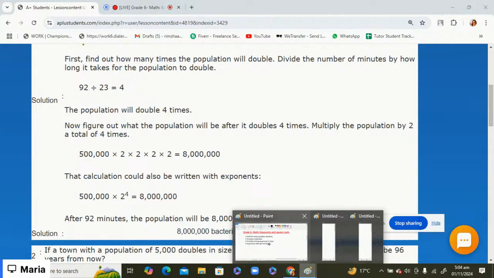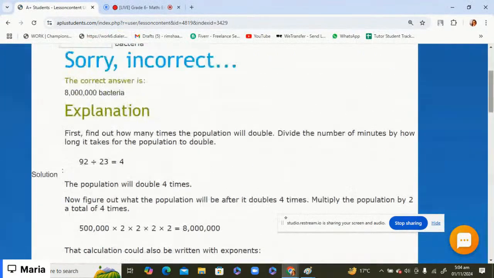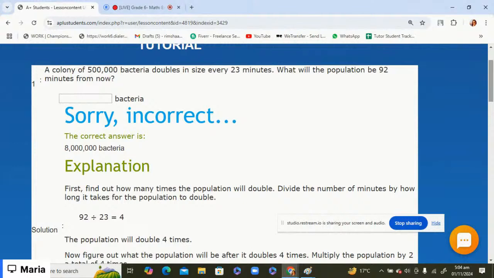In every question you use the same method. First of all, you divide. Then check the size of that population. Like in this question, the population will double. So how many times will the population double? When we see, the population doubles 4 times. So how can you put the 4 times here?